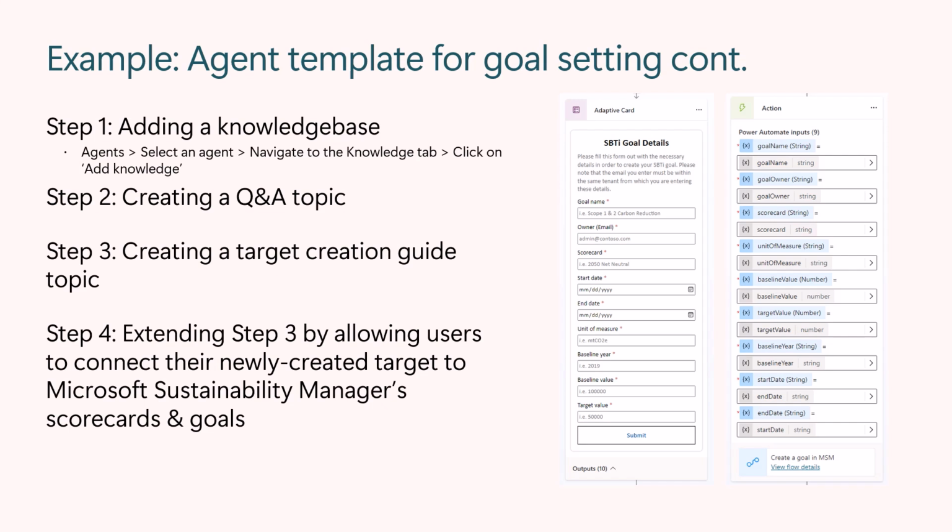Finally, we can extend Step 3 with an adaptive card and Power Automate flow. Adaptive cards can be customized to include things like images, links, fields for the user to fill out, and much more. In our case, we want to collect the information needed to create a new goal in Microsoft Sustainability Manager. Therefore, our card will mostly contain text, number, and date fields for the user to fill out.